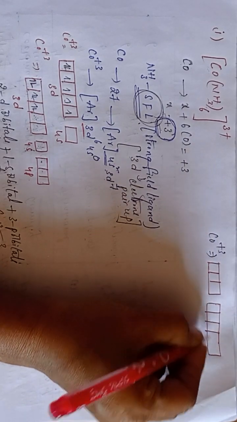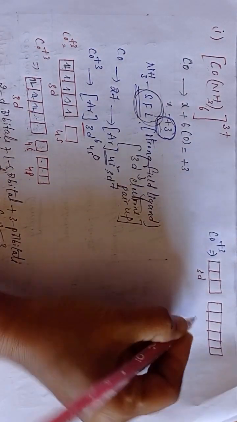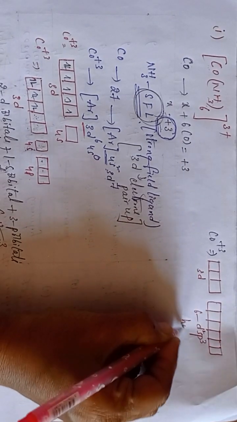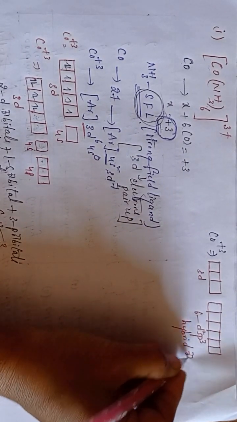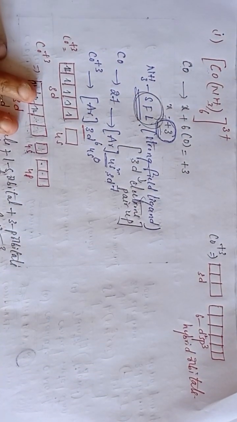1, 2, 3, 4, 5, 6. Okay, so this is which one, students? This is 3D. This which one? 6 d2sp3 hybrid orbitals. Clear? Hybrid orbitals are formed.